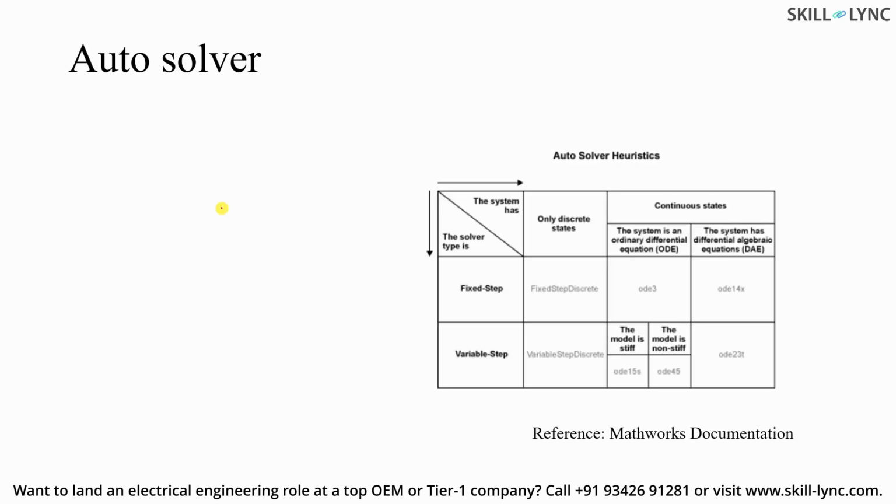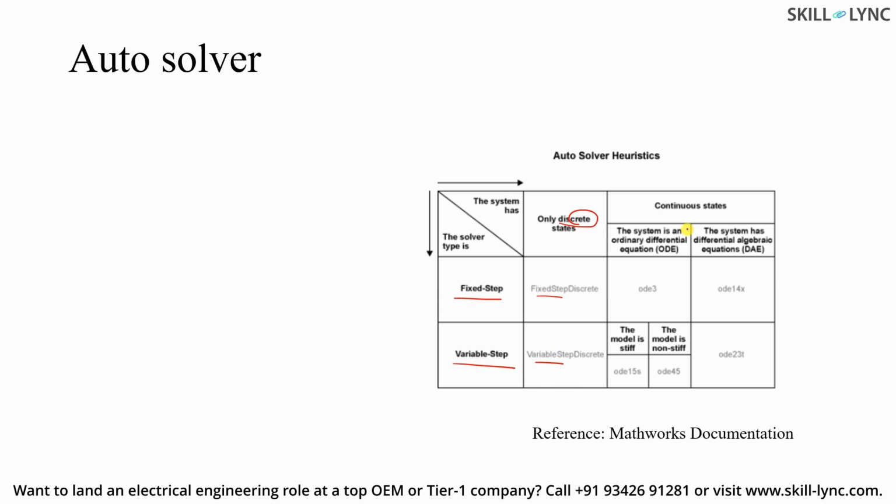So how does an auto solver work, right? The auto solver is going to decide whether it's a fixed step type or a variable step type. Now if your system has only discrete states, then it is going to be fixed step discrete or variable step discrete.